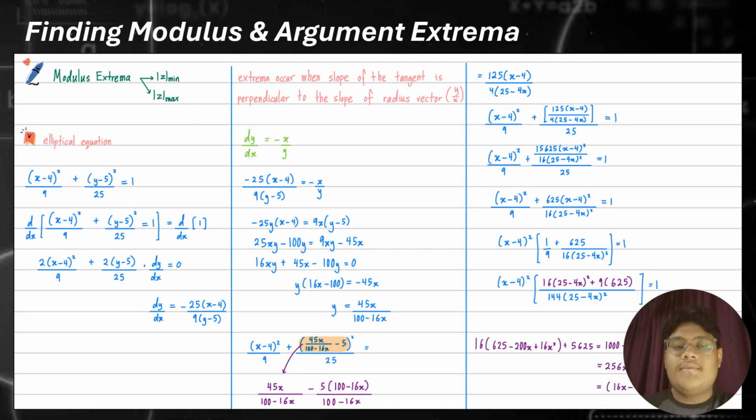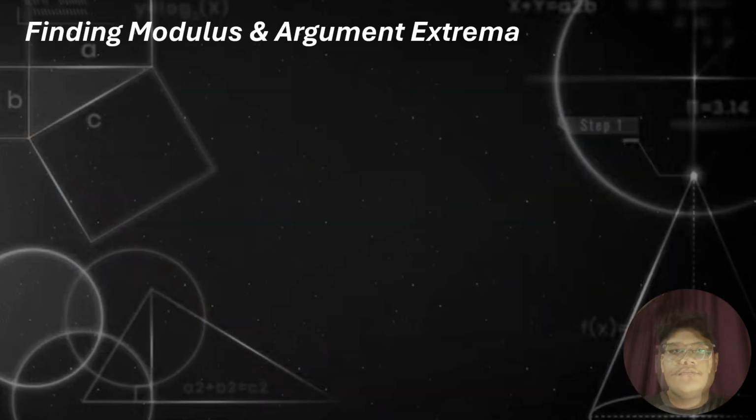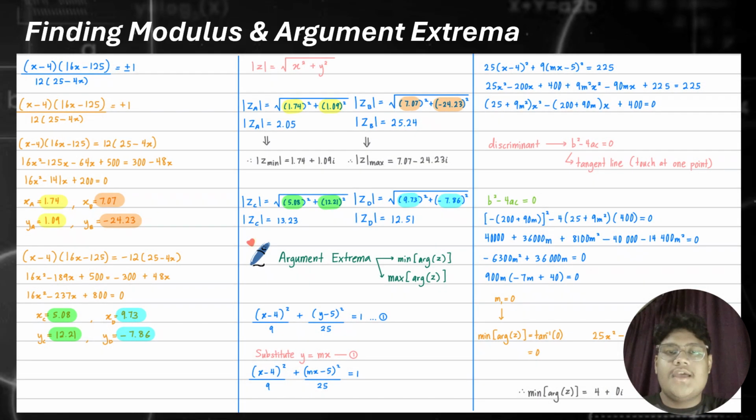Next, our goal is to find the maximum and minimum modulus and argument for the complex number constrained by this elliptical equation. So we use the geometric property that the extrema occur when the tangent is perpendicular to the radius vector. By differentiating implicitly and solving for the intersection of these gradients, we derive a relationship between x and y. Solving the relationship gives us 4 potential points, and by calculating their magnitudes, we find the lowest and highest for the minimum and maximum modulus.